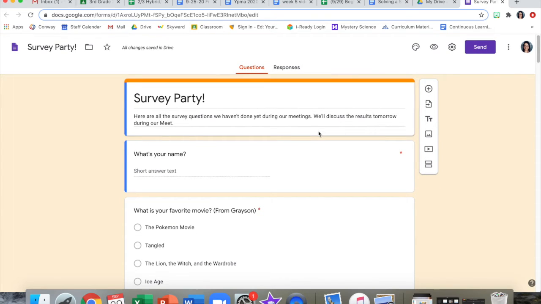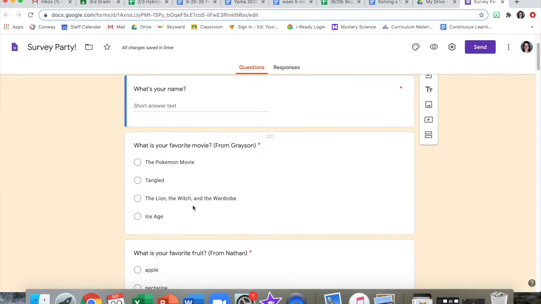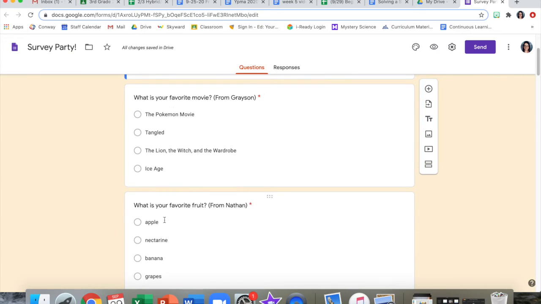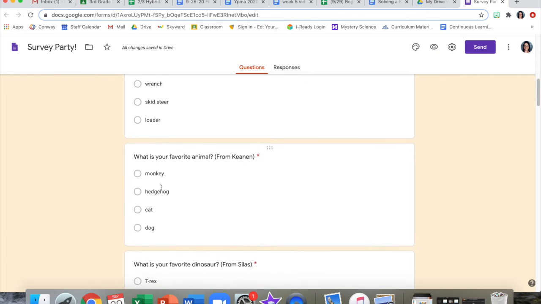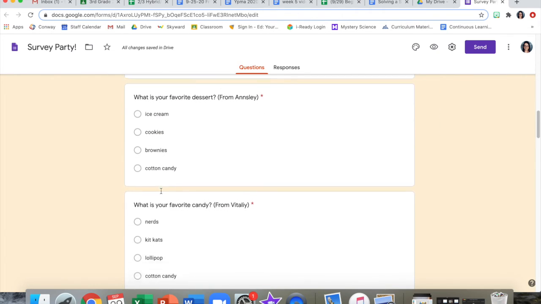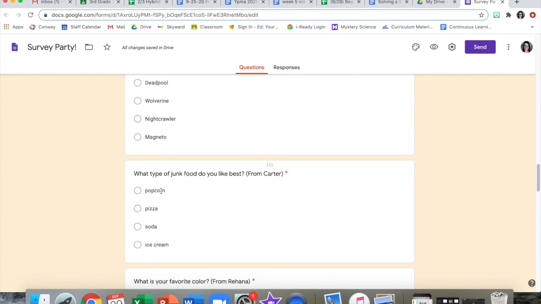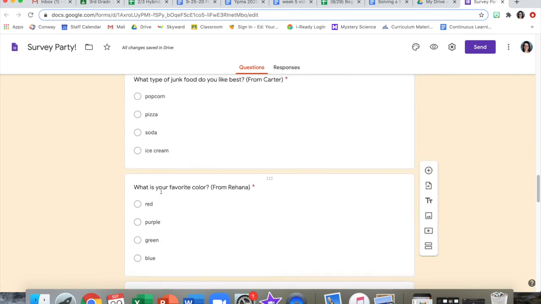This is the survey party. Remember, we're not going to have enough time to do everybody's question one at a time in our meetings because all of our meetings and things are going to change next week. So, as usual, type your name at the beginning, and then you get to go through and answer survey questions from your friends. For example, the first one was from Grayson about your favorite movie. We've got favorite fruits, farm machinery, dinosaurs, tons of survey questions. That's why I was saying it's a party.